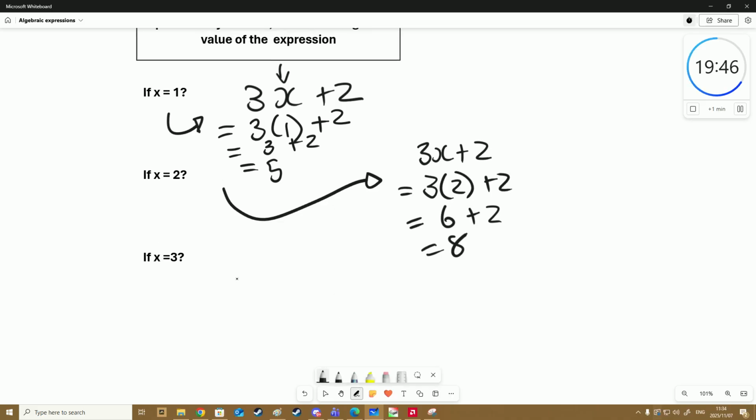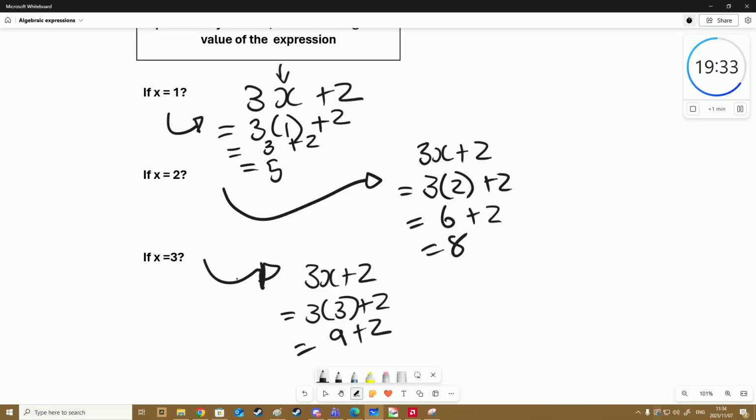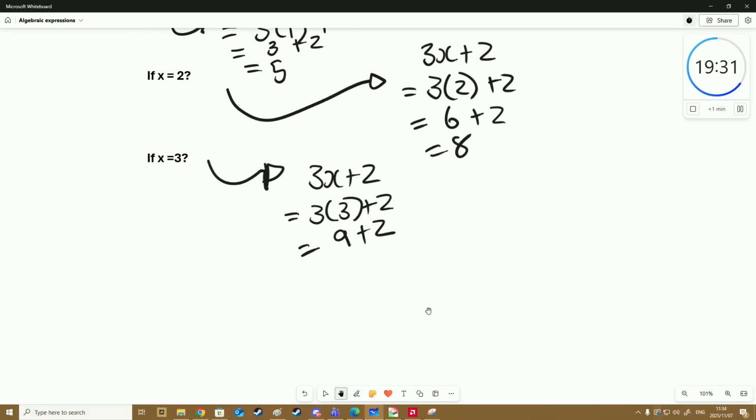Alright, and lastly, let's look at when x is equal to 3. 3x plus 2, substitute 3 into x. You get 3 times 3 is equal to 9, plus 2, and this gives us a value of 11.